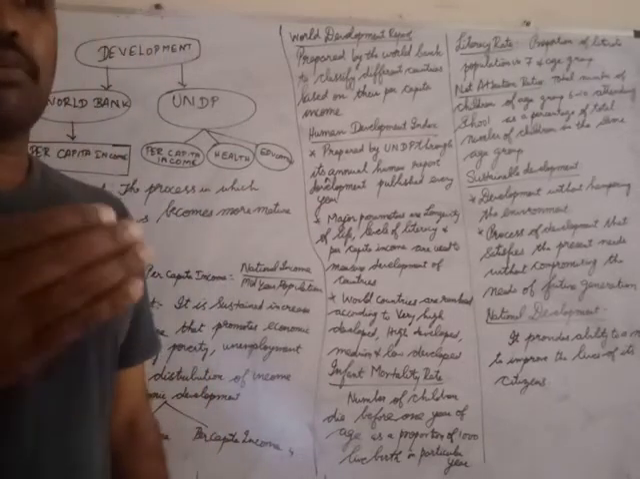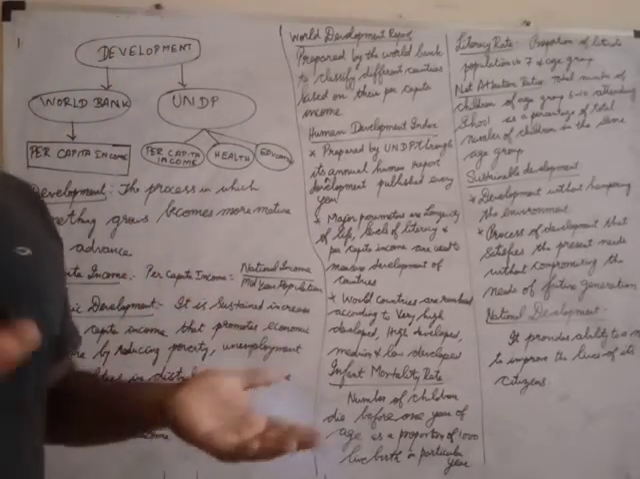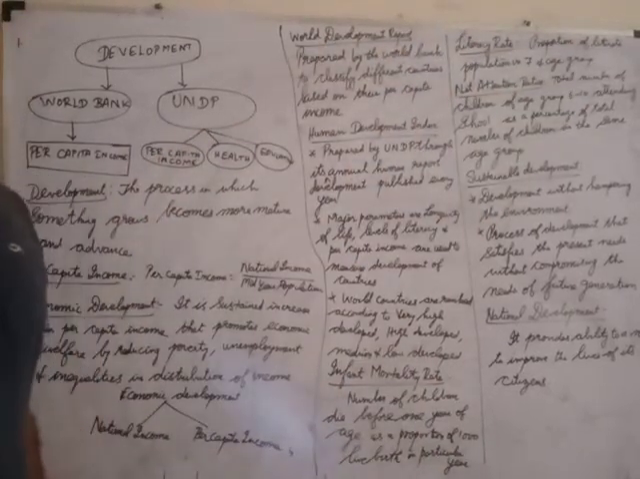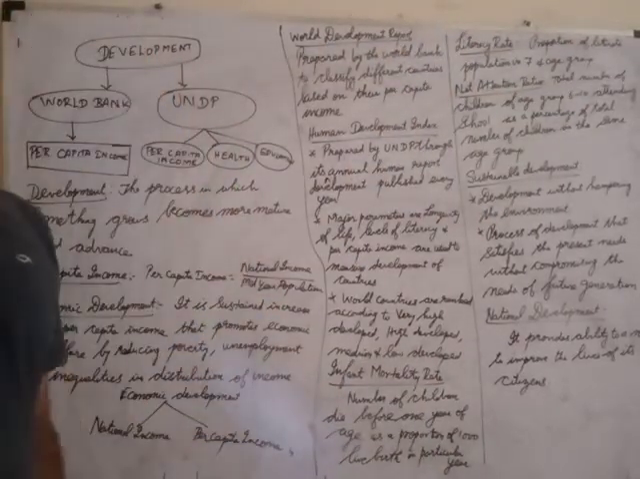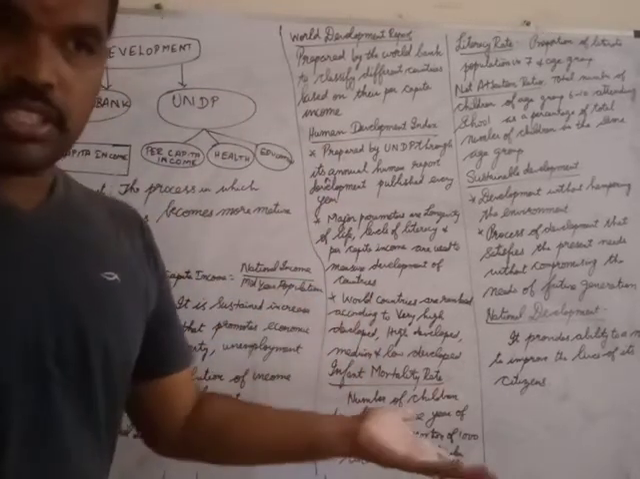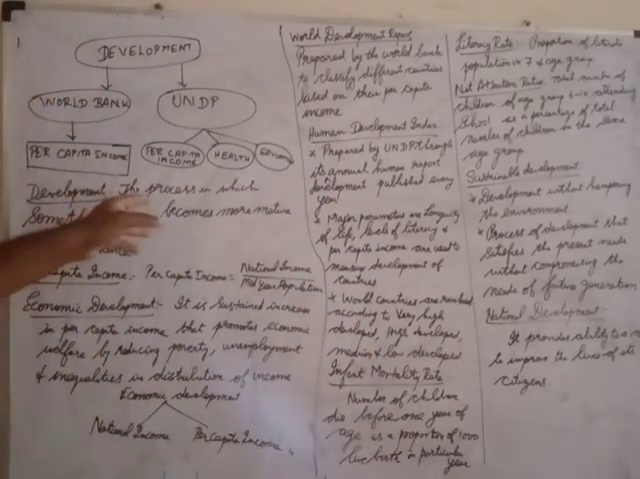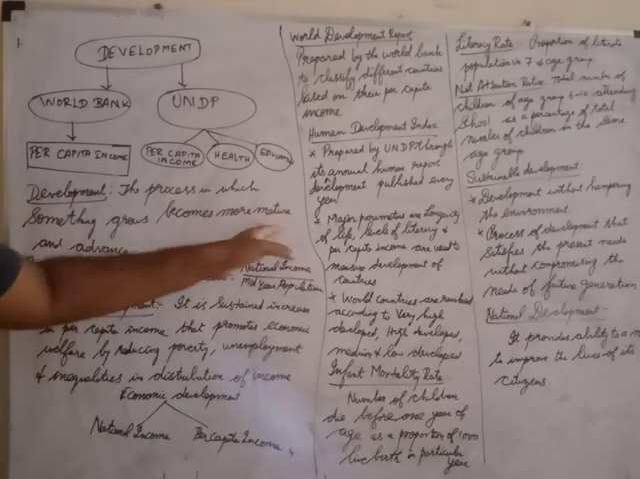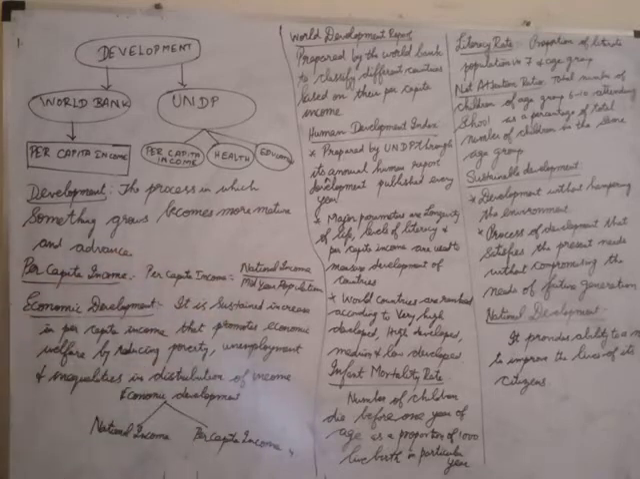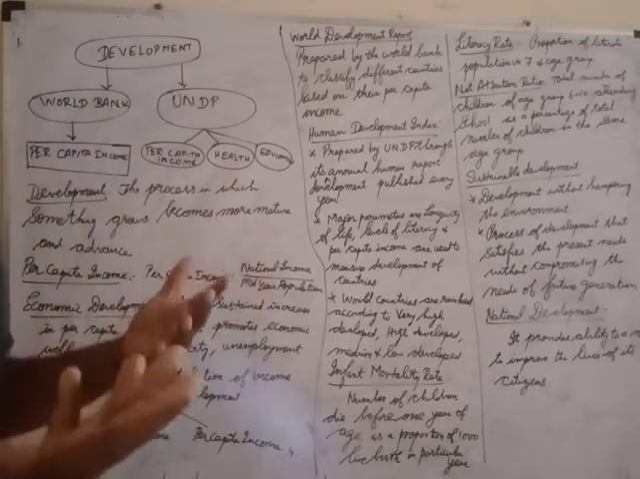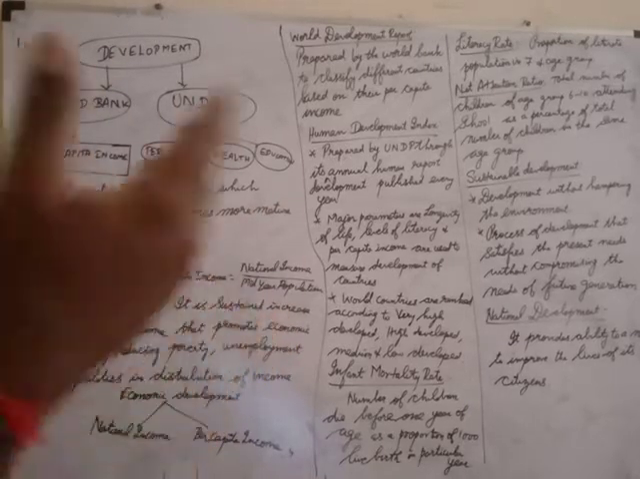What is meant by development? Development means different things. Different people have different developments. Everyone can't live in the same field itself. Different people will be living in different fields. So that is what we have mentioned as the process in which something grows, becomes more mature and advanced. Naturally, we are developing our skills and attitude, and so do different people.